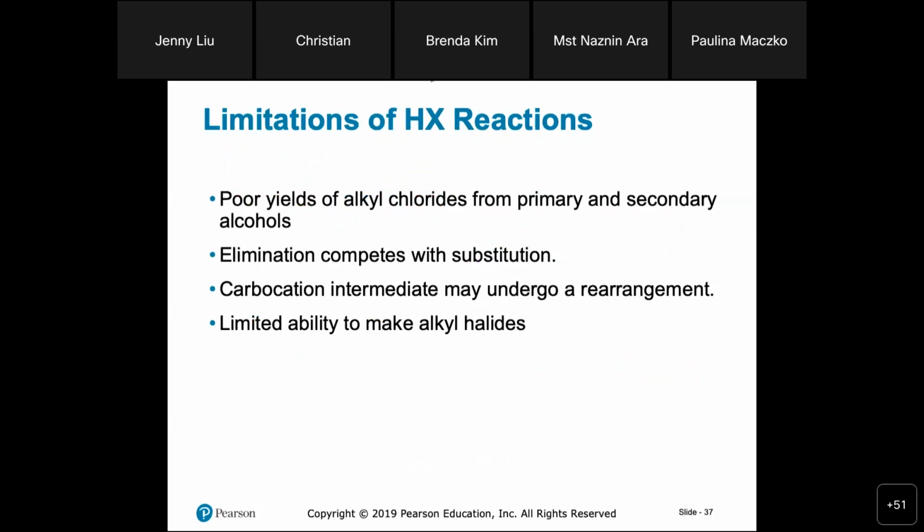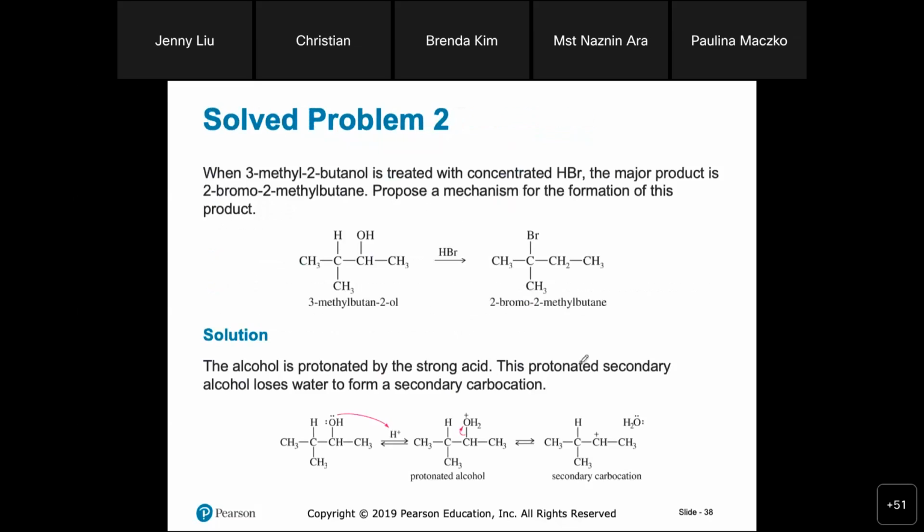Limitations of this reagent. Poor yields of alkyl chloride from primary and secondary alcohols. Elimination competes with substitution. The carbocation intermediate may undergo rearrangement. Limited ability to make the alkyl halide. So though this reaction has potential application, at the same time these are the limitations. Sometimes it is important to know as exam material. So look into the limitations. We have a problem here to solve. You guys can check it out.